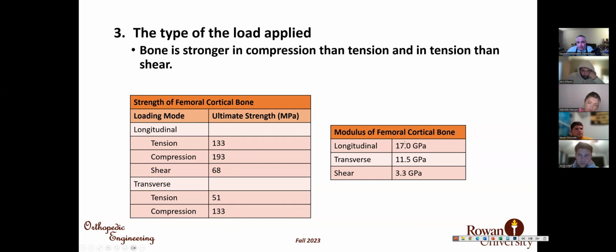And here is a comparison between the modulus of elasticity of femoral cortical bone. You see in the longitudinal direction, it is 17, but in transverse, it is 11, and in shear, it is only 3.3. So it means cortical bone is weakest in shear.